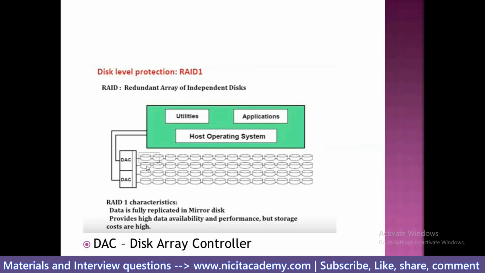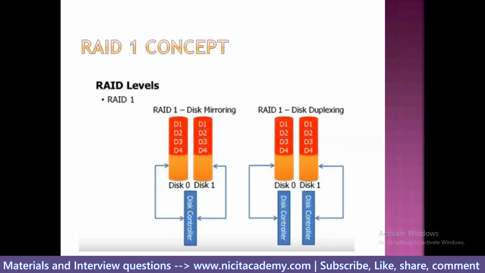We are not going to do any replication or take backup. The DAC will automatically store the data in parallel to the mirror as well. If you delete a record here, it will automatically be deleted there also. If you have 100 terabyte of data and go for the RAID 1 concept, you need 200 terabyte of hard disk. Double the storage will be required.